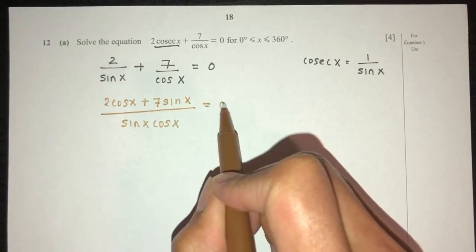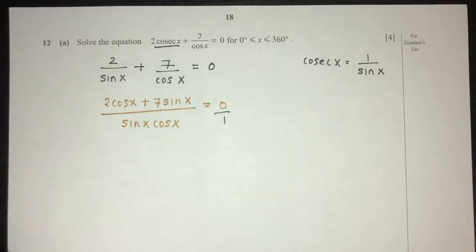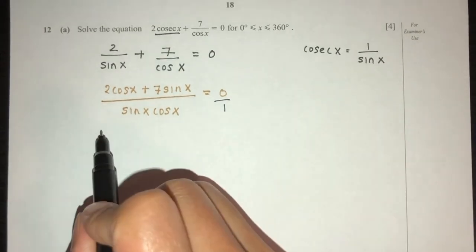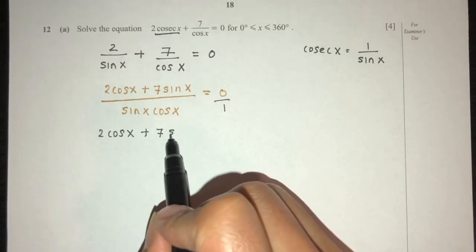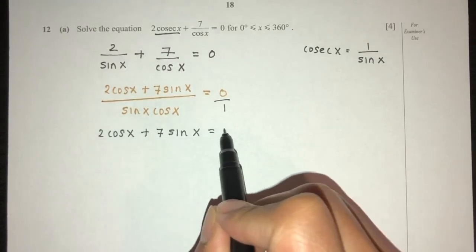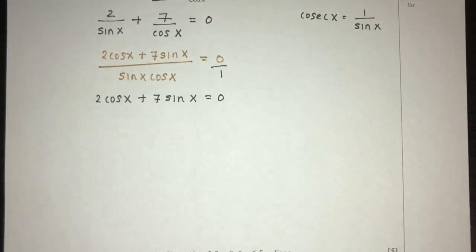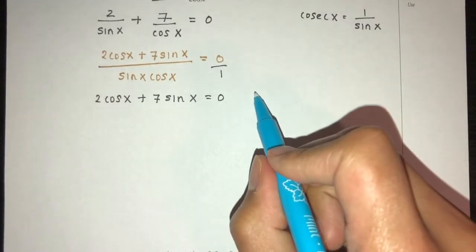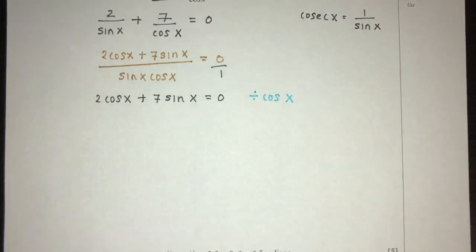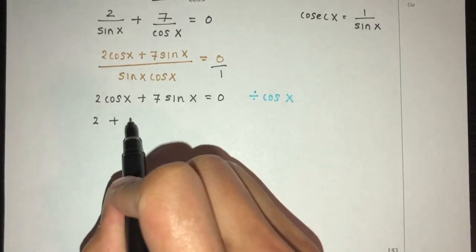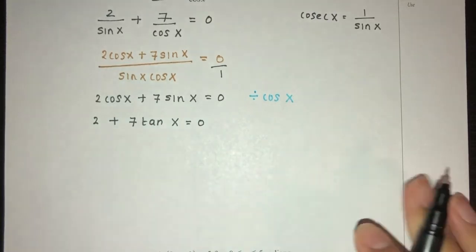That is equal to 0. So now we can just cross multiply. On one side you will have 2 cos of x plus 7 sin of x equal to 0. So now you have an expression in terms of cos and sine. Whenever you have that, divide by cos everywhere. So you will have 2 plus 7 tan of x equal to 0 remaining.